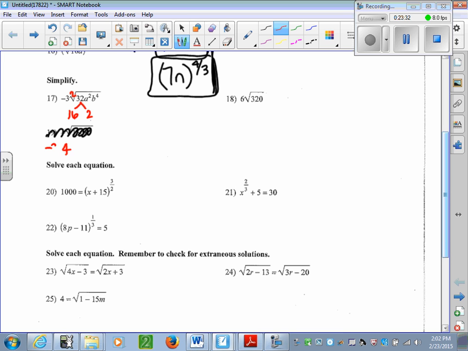It joins the negative 3 that's already out front. And this 2 is stuck underneath. Now I'm going to leave some space because my b might be able to come out. So underneath I'm going to leave a 2.